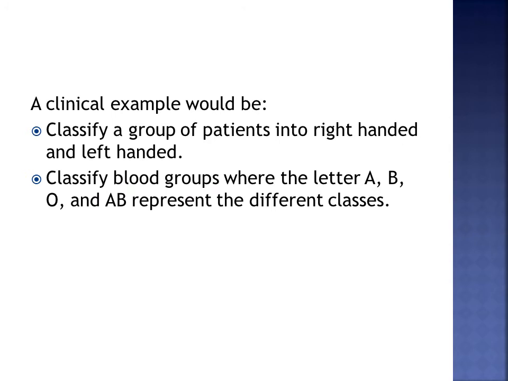All right, so let's have an example. This one is from a clinical example. For the first one, classify a group of patients into right-handed and left-handed. So you can measure someone in a clinical setting, also in psychology. If you're going to assign a person, you can simply measure them by right-handed and left-handed. As you can see, right-handed and left-handed are nominal measurements.